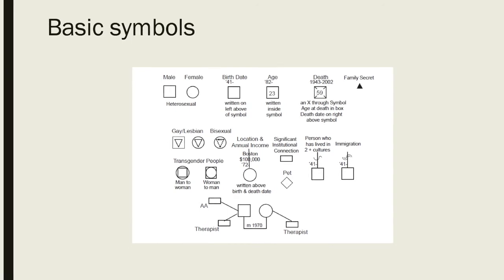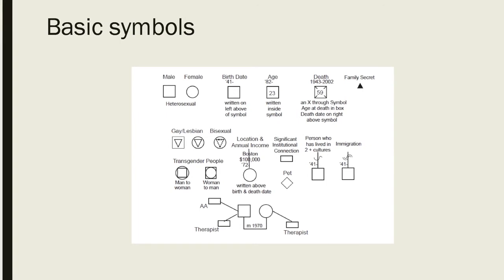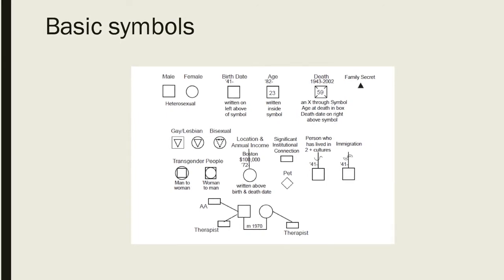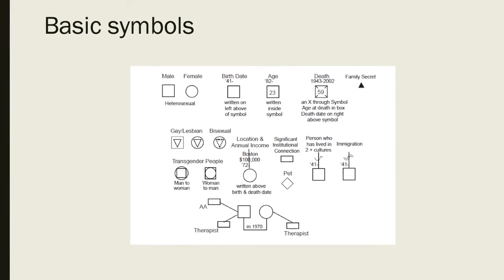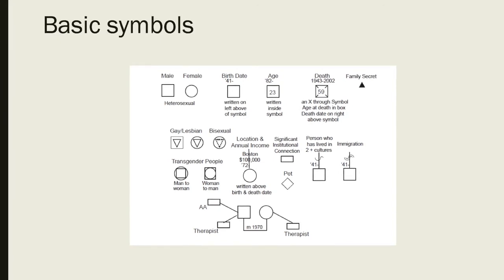Children are mapped from oldest to youngest, from left to right. Birth dates are often included in the upper right hand or left hand of the individual symbol. The index person is indicated by a double square or circle depending on gender.